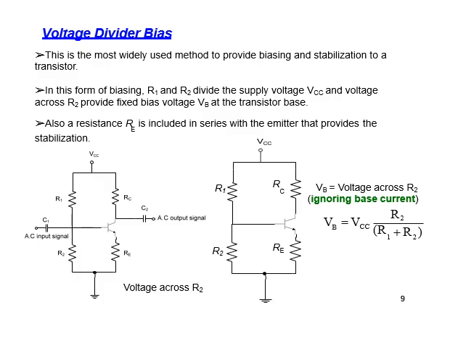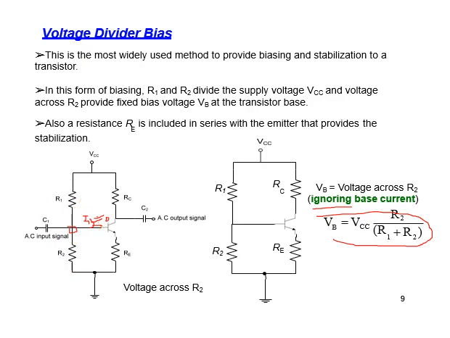Now another configuration is the voltage divider bias circuit. This is the most widely used method as it provides the highest stability as compared to the previous configurations. In this form of biasing, we use two resistances R1 and R2 in this manner. Here the voltage drop across R2 is applied to the base of the transistor. This voltage across R2 is given by VB is equal to VCC into R2 upon R1 plus R2. This expression is obtained by ignoring the base current, meaning we are considering that the base current IB is 0 in that case.